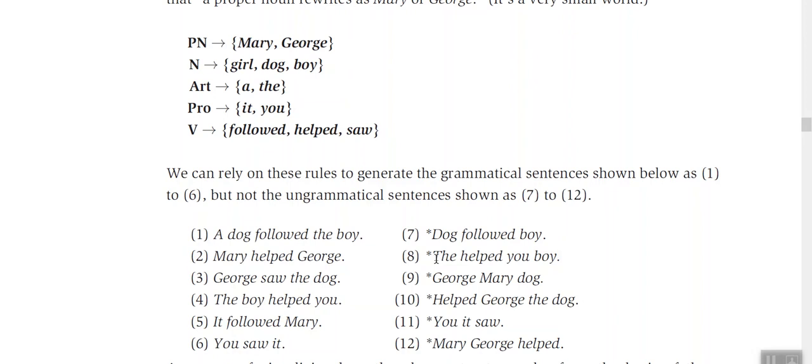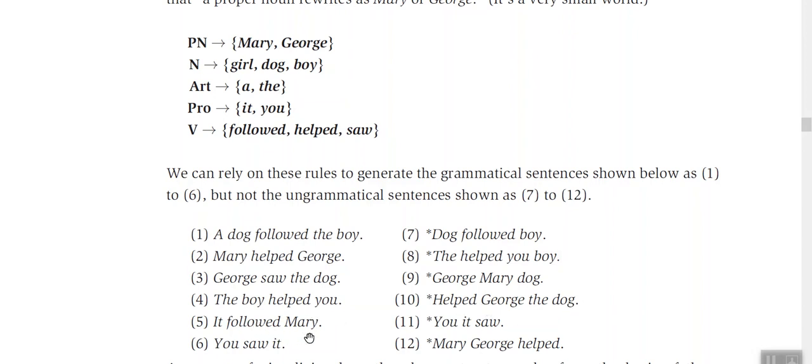Okay. So this tells you how to make grammatical sentences. This shows how to make good, well-formed grammatical sentences. Mary helped George. You cannot say they help you, boy. You see, George saw the dog. George is a proper noun, saw is a verb, the dog is a complete noun phrase. The boy helped you, but you cannot say George married dog. George married, no. What is the verb here? Okay, no verb. But here the boy helped you, it's okay. Helped is a lexical verb.